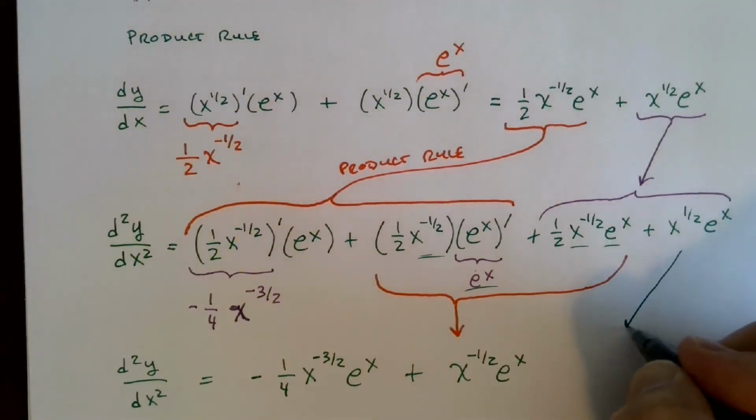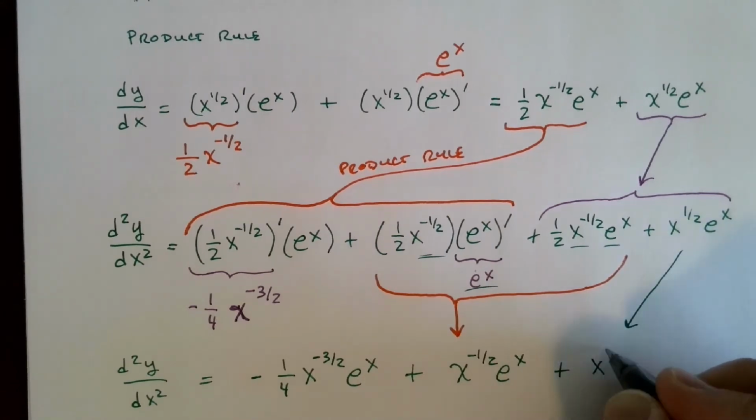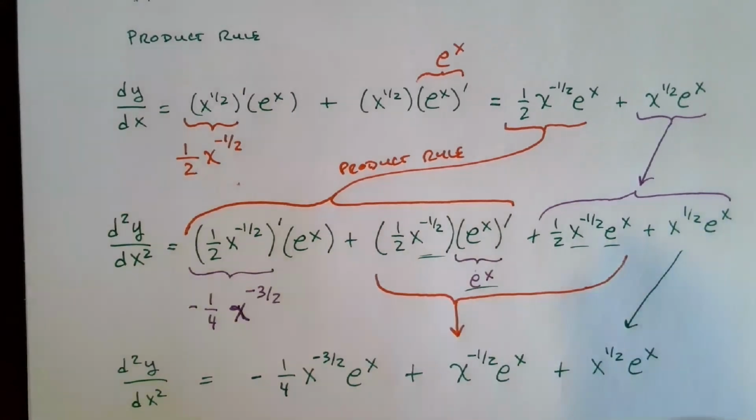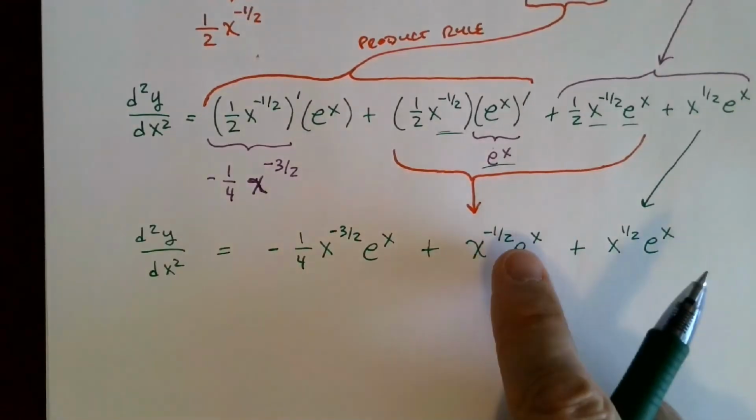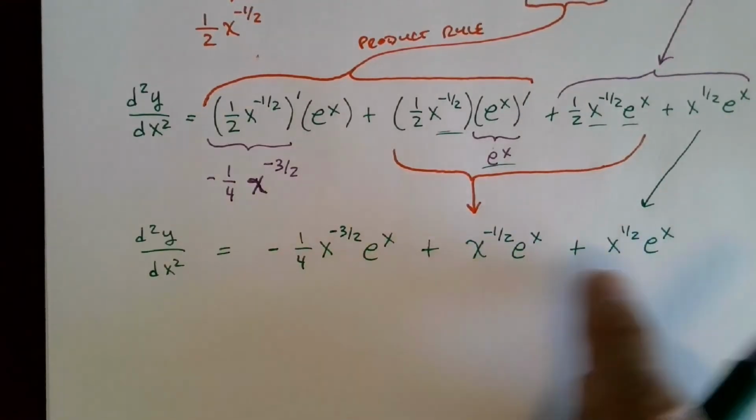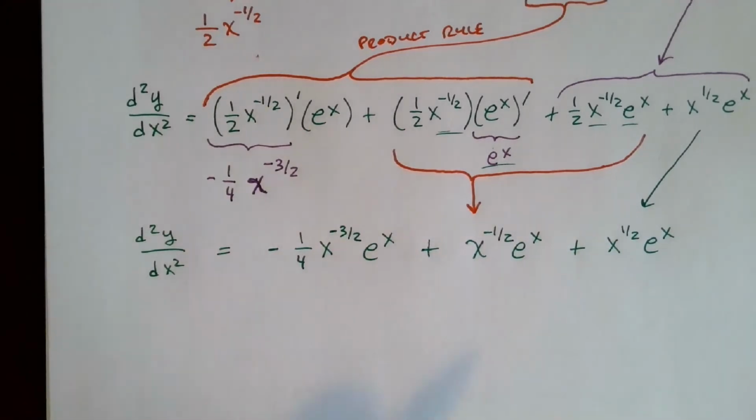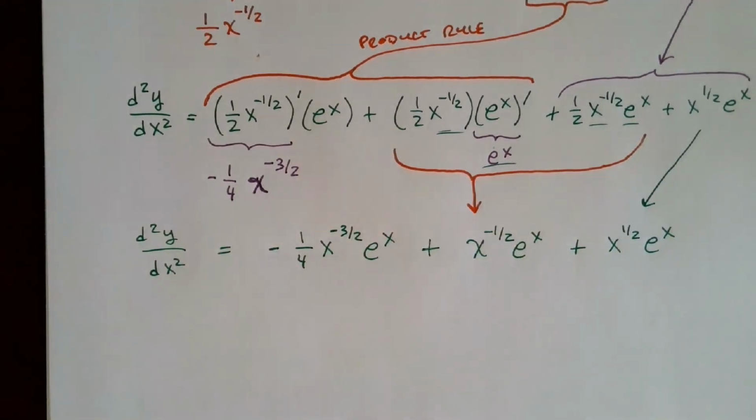And then I'll just write this one down here, plus x to the 1/2 e to the x. Notice I can't combine these because the exponent on x is not the same. Negative 1/2 is not a half. So these are not like terms. And of course these are not like terms. So there is my second derivative.